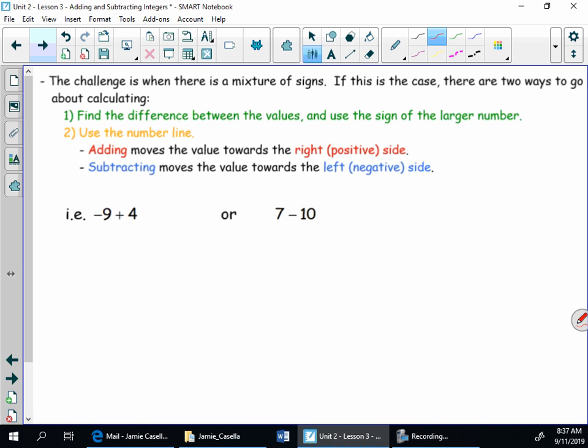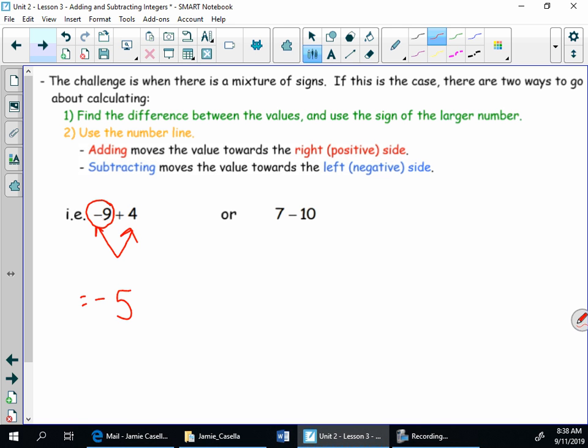What I also like, however, is if you have different signs, figure out the difference between them. However far apart they are will be your answer. And your sign is always the sign of the larger thing. For instance, 9 and 4 have different signs. One's negative, one's positive. How far apart are 9 and 4? Those are 5 digits apart. And what's bigger? Well, 9 is bigger than 4 and it's negative. So my answer is negative.